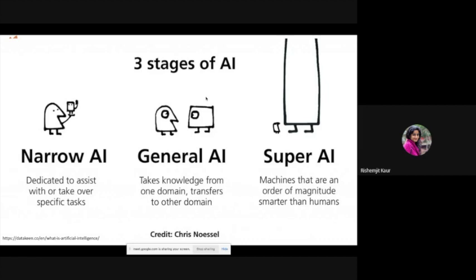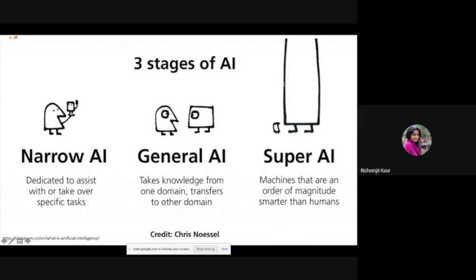But in terms of general AI, we want to take knowledge from one domain and transfer it to another domain as well. It would be AI whose performance is as good as, maybe equivalent to, humans in perception tasks, and it is capable of reasoning. This is something that we want to reach.